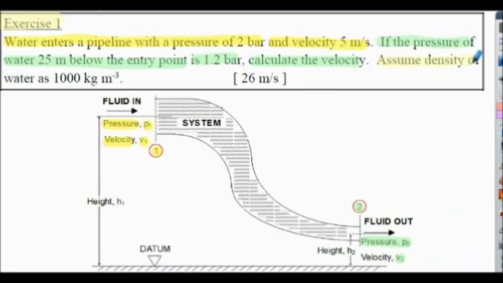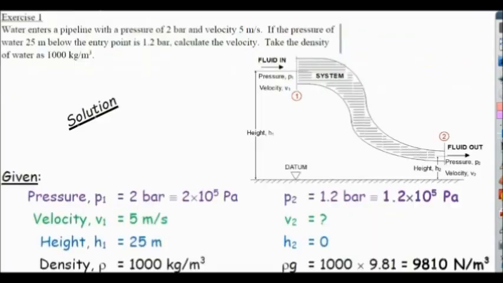We can assume the density of water to be 1000 kilograms per meter cubed, but we would assume that anyway, even if not stated. The answer for the outlet velocity is 26 meters per second. So let's now apply Bernoulli's equation to solve this problem. So exercise 1, the solution. As with all problems, let's read the question carefully, extract the information from the question, let's state it using appropriate symbols and appropriate units, and then apply the appropriate equation.